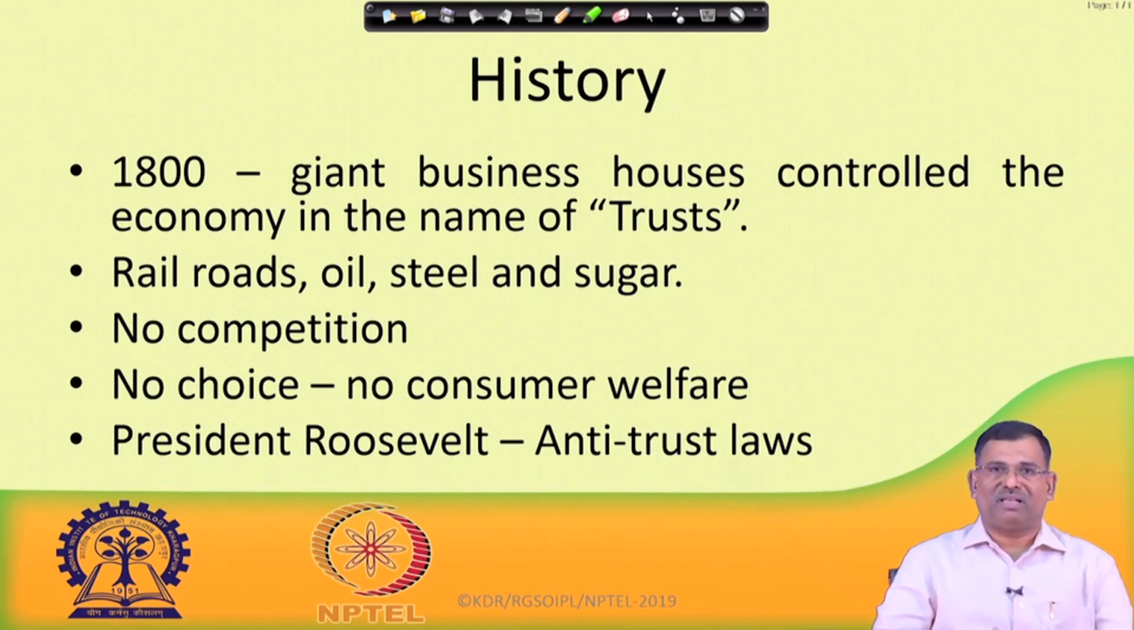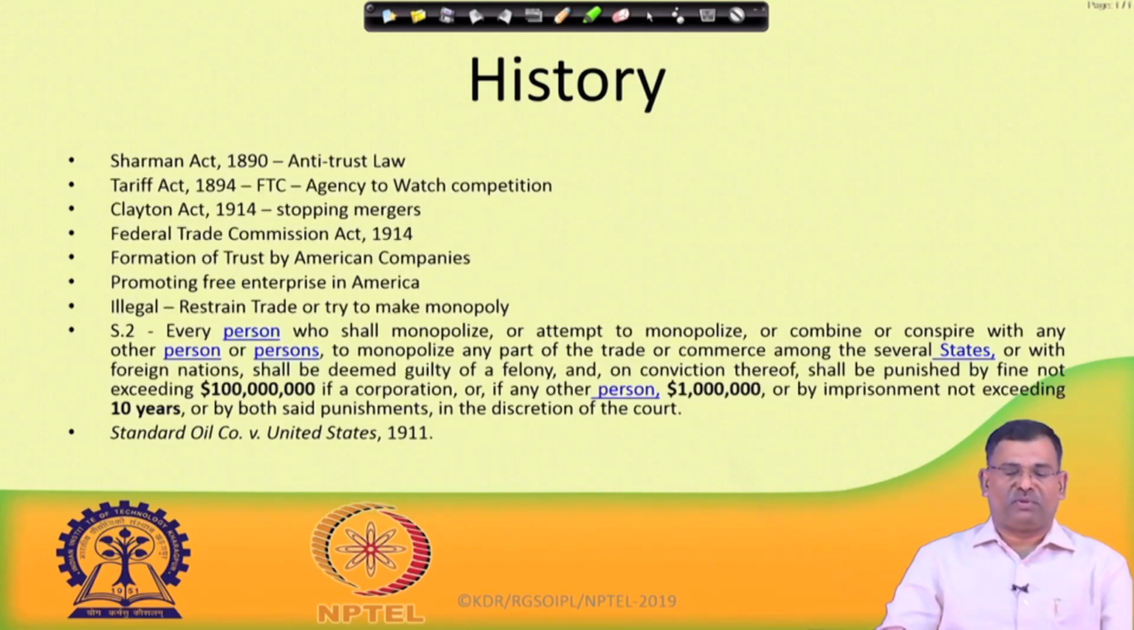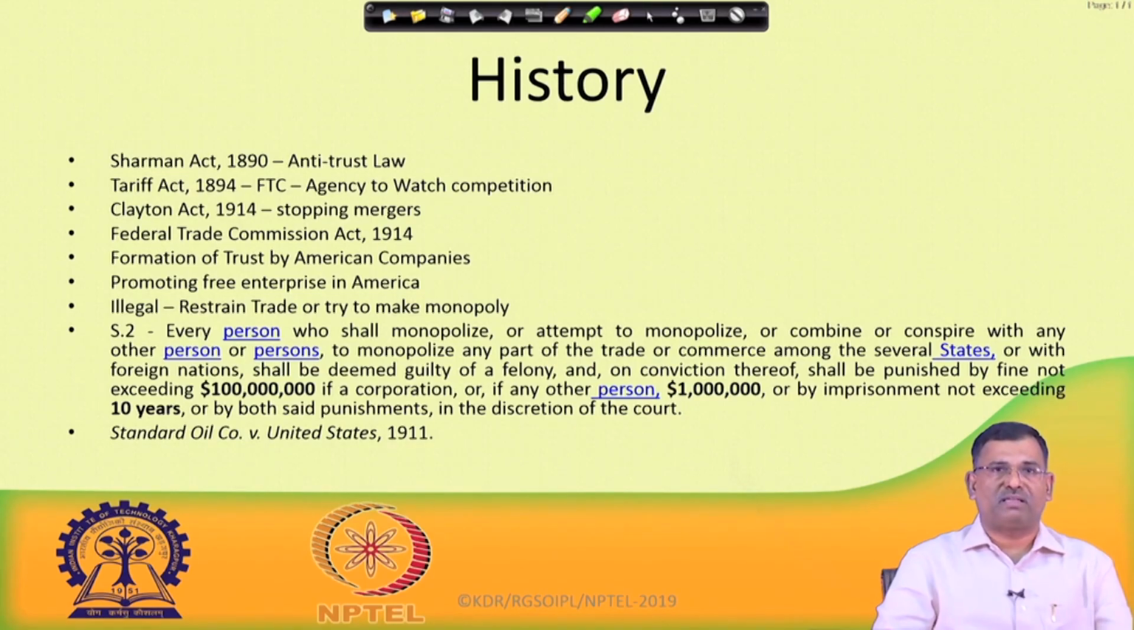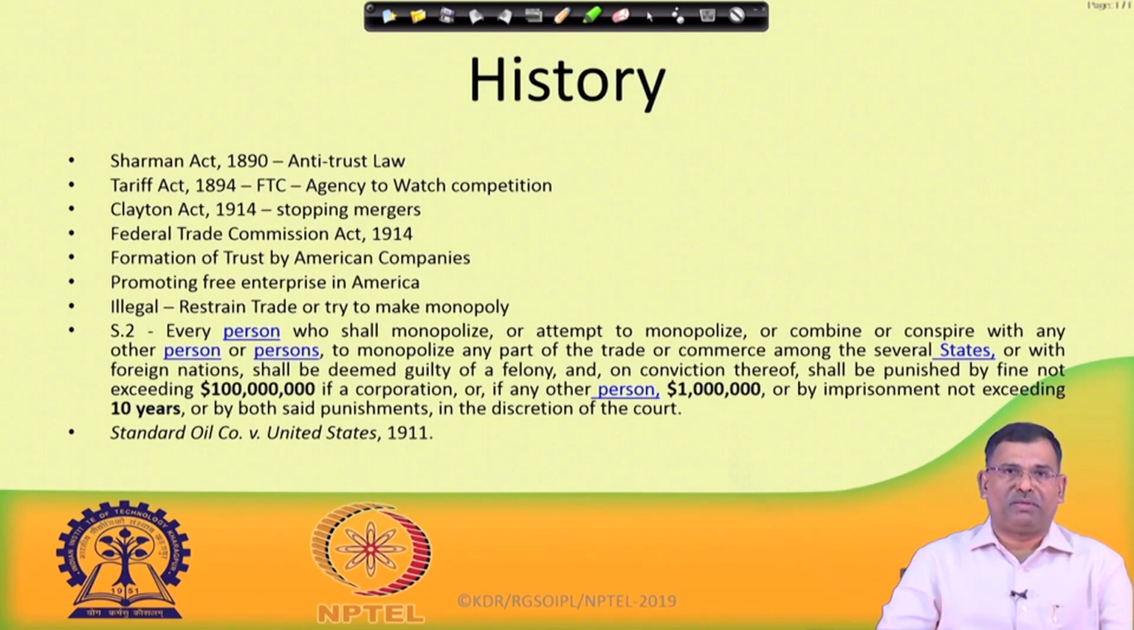In the United States, the terms antitrust laws and competition law are used synonymously. At this point of time, you can very clearly say that the first authentic formal competition law came into existence in the United States in the name of the Sherman Act of 1890. Basically, this was to regulate the activities of the trusts.